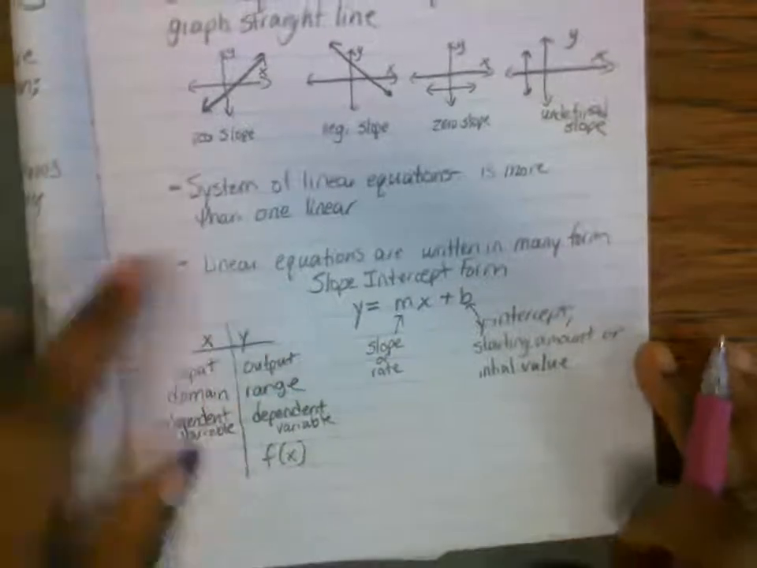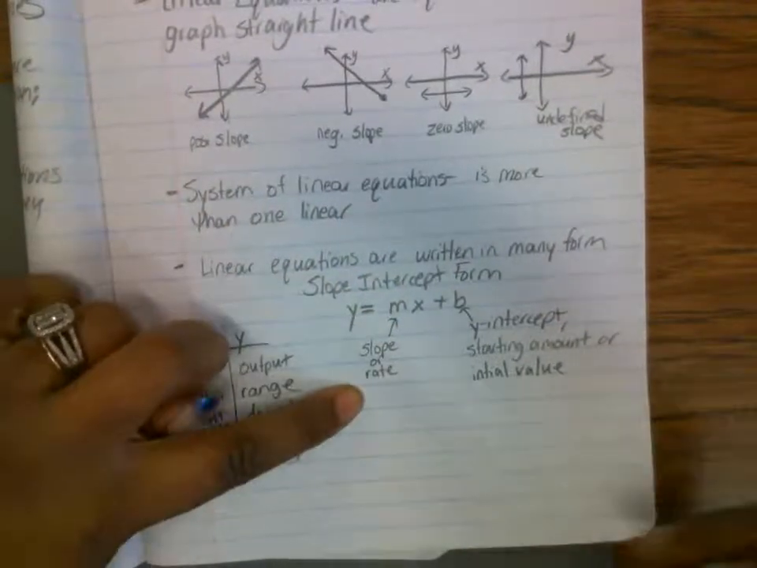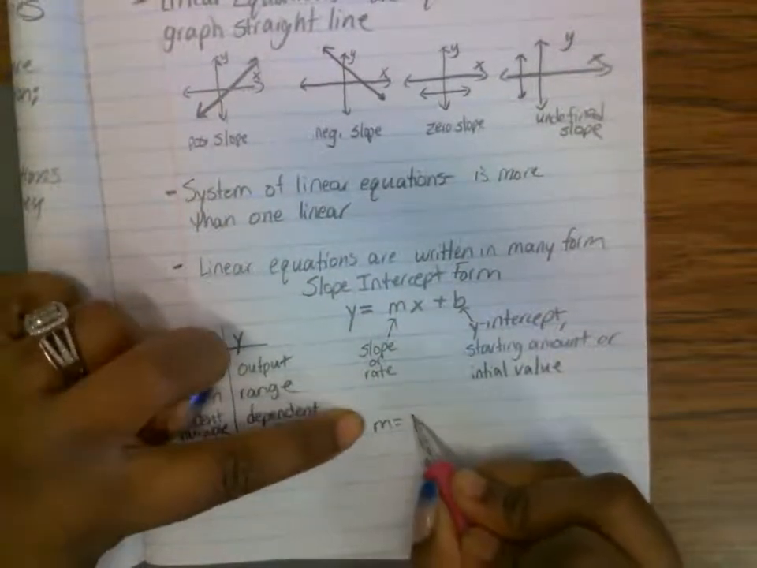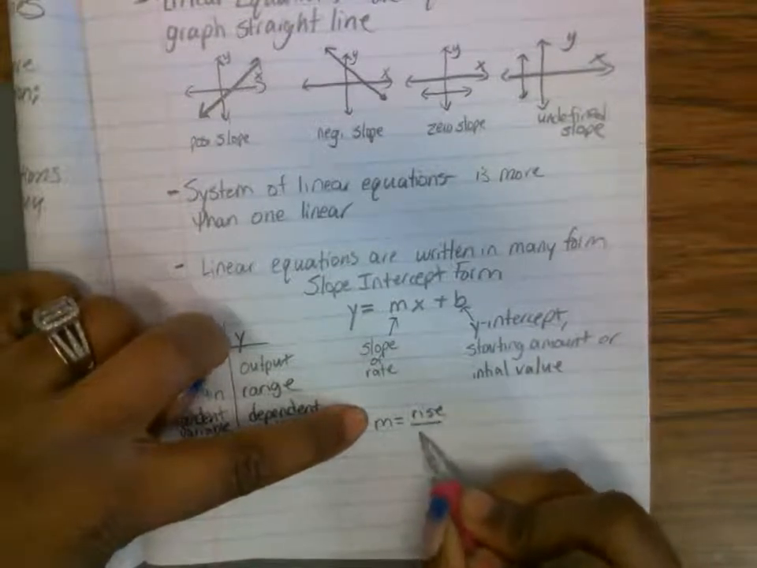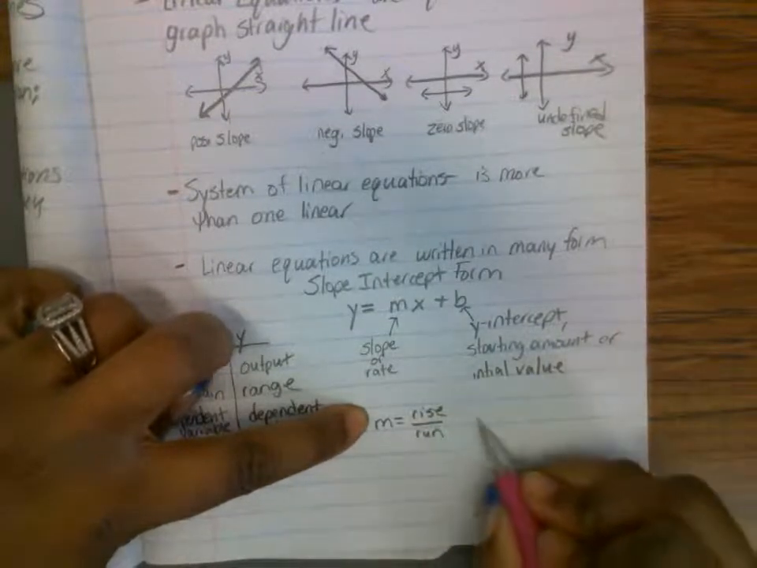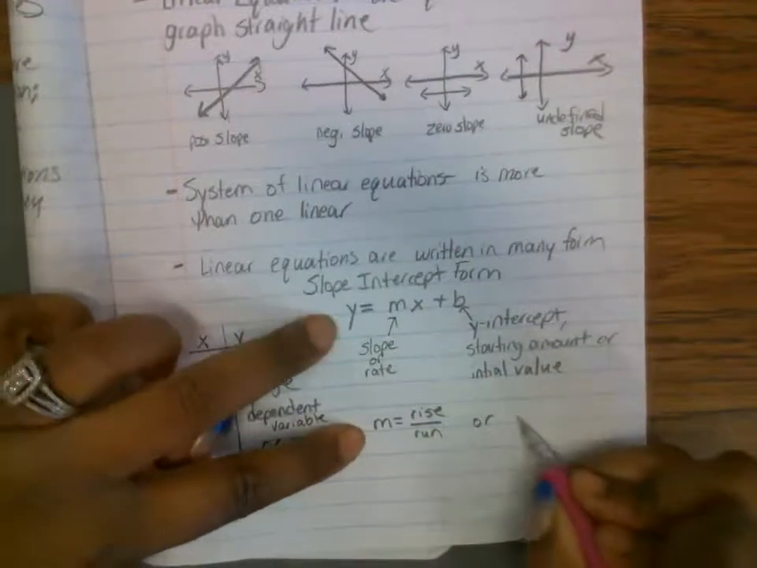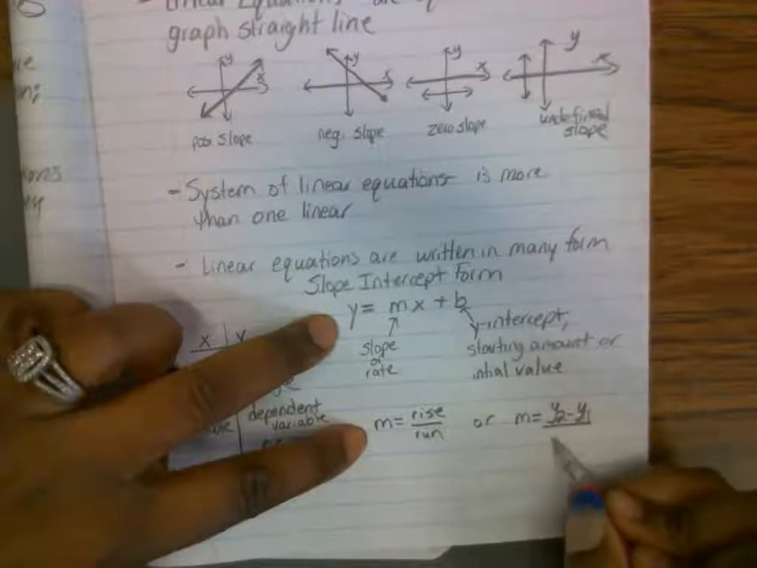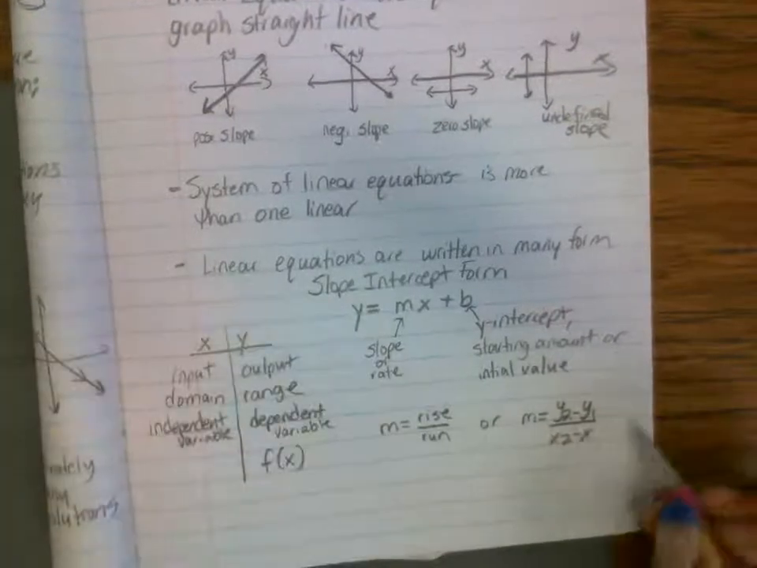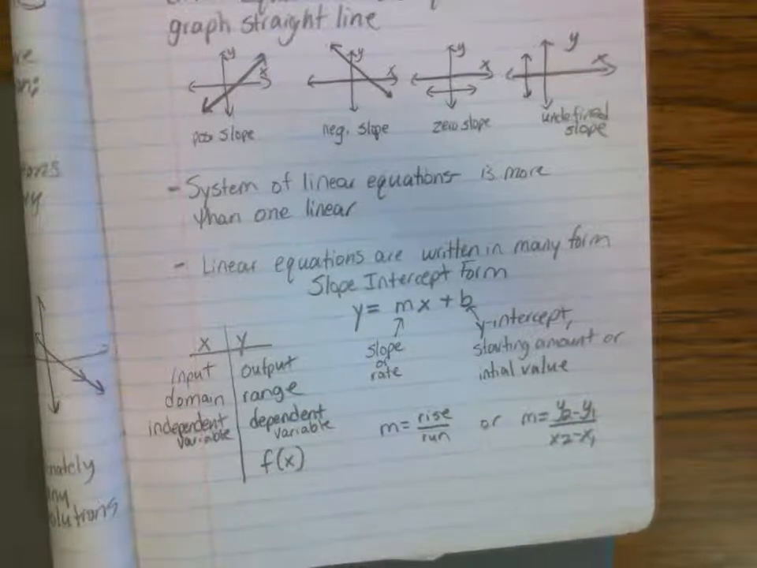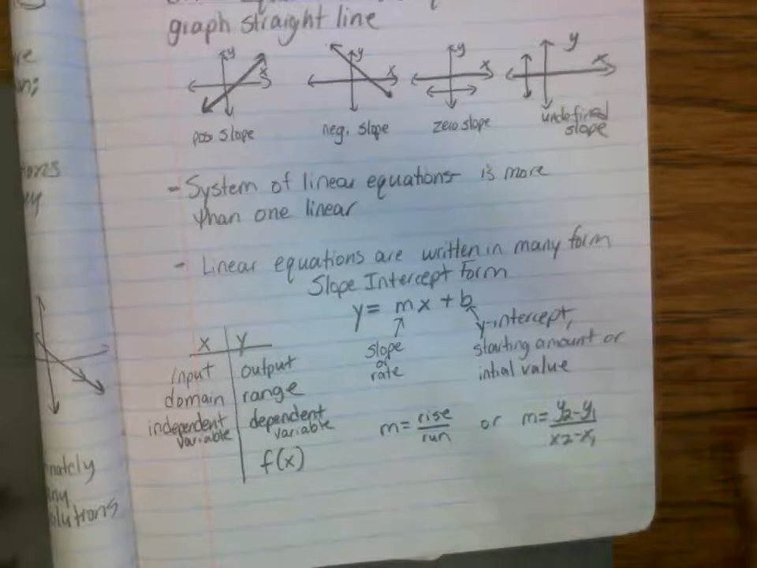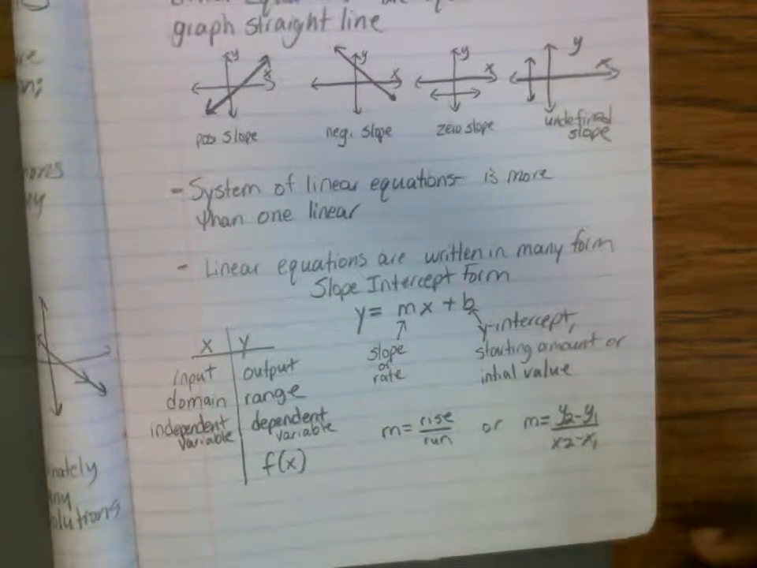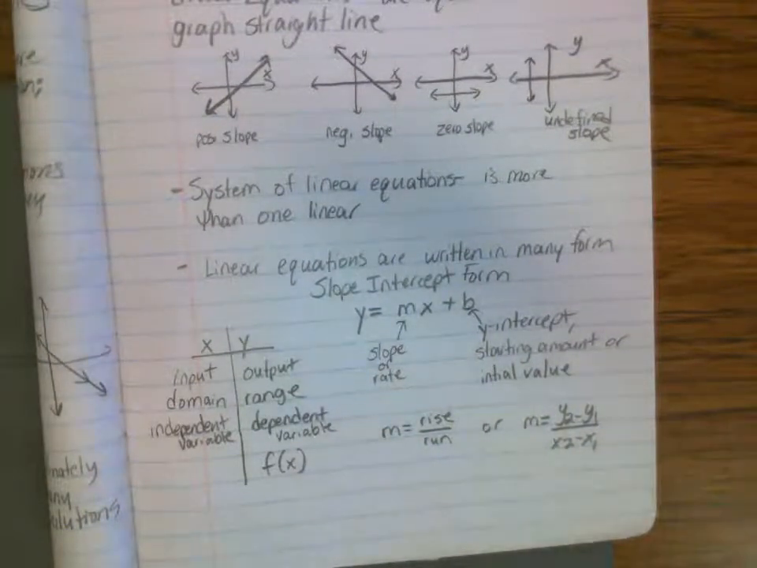The formula for finding the slope, you already know to be rise over run, or you know it to be m equals y2 minus y1 over x2 minus x1. These are all the things that you need to know before diving into solving systems of linear equation word problems. And I'll pause to make sure that you have this written.